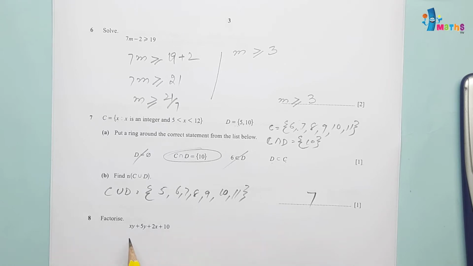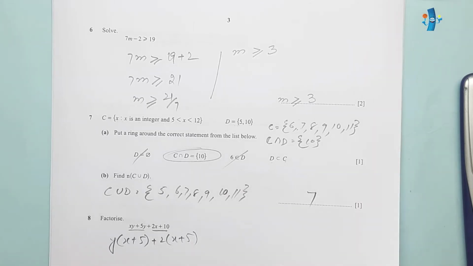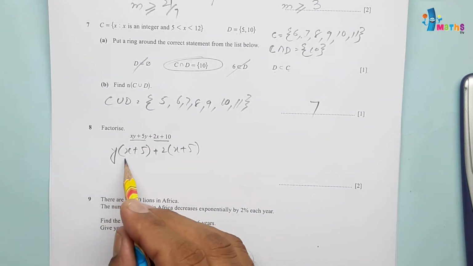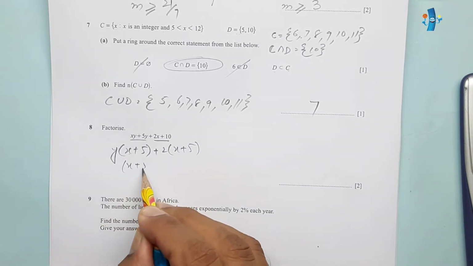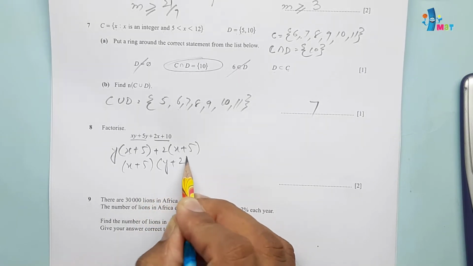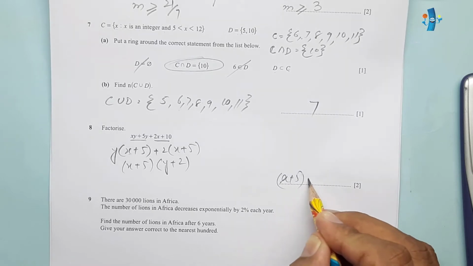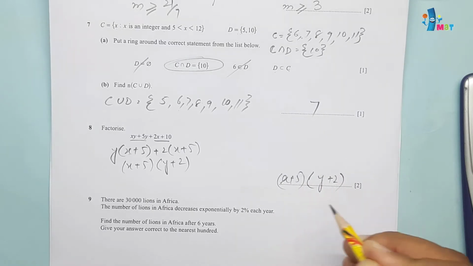Next, question number 8 is factorize. So we can make pairs, and y common will be x plus 5 and plus 2 common x plus 5. And next step, I'll be moving the page a little above. So y we can take x plus 5 as common, and inside will be y plus 2. This will be our answer. So x plus 5 and y plus 2, this will be our answer.